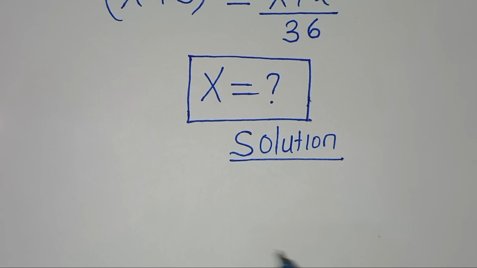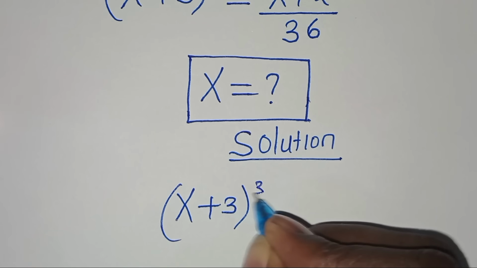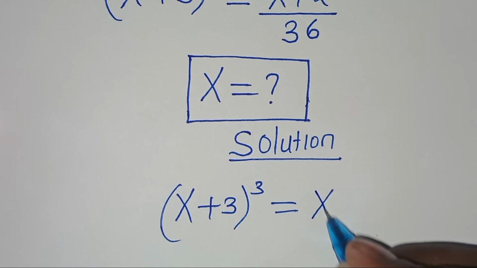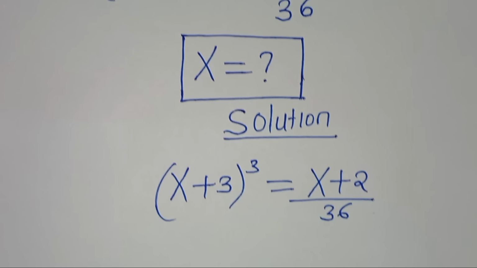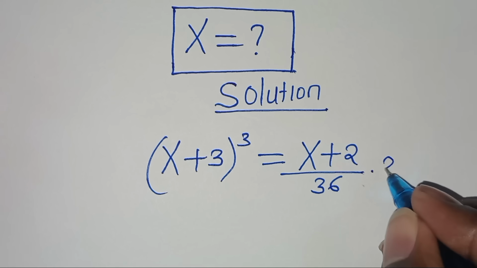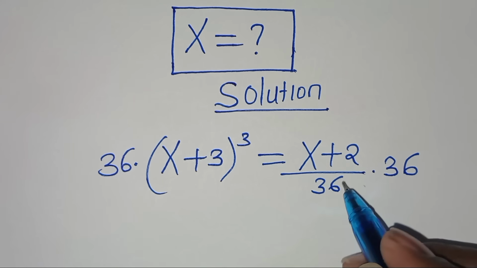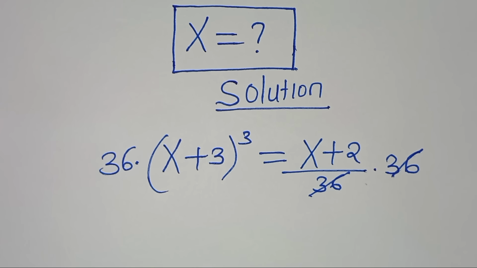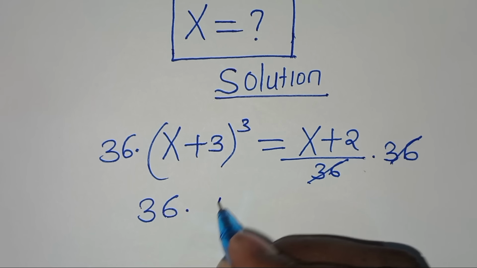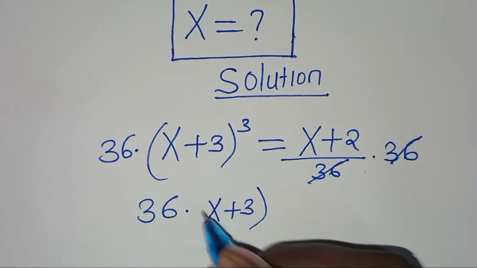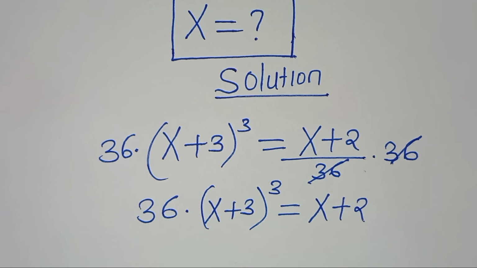So we have (x plus 3) raised to the power of 3 equal to (x plus 2) divided by 36. The first step is to multiply on both sides by 36. So we simplify here so that now we have 36 multiplying by (x plus 3) raised to the power of 3, equal to x plus 2.